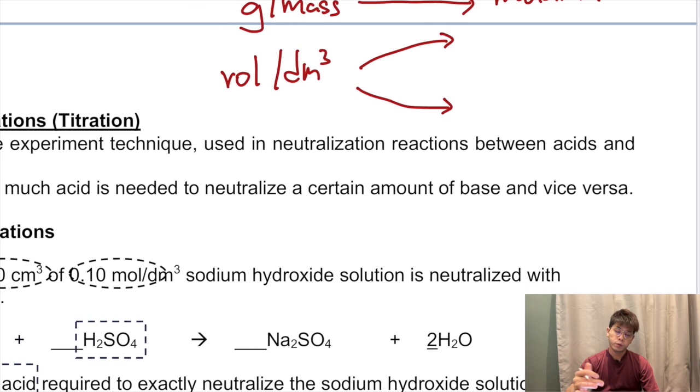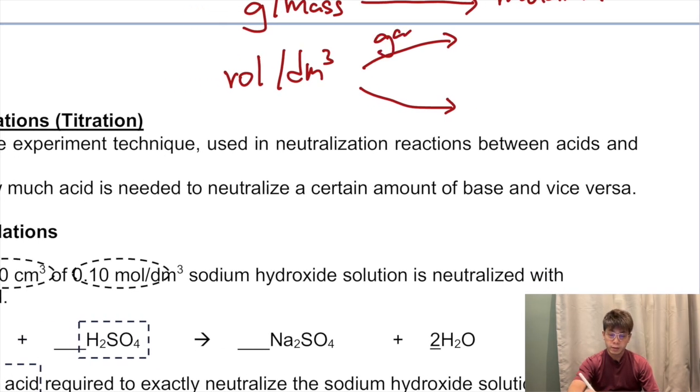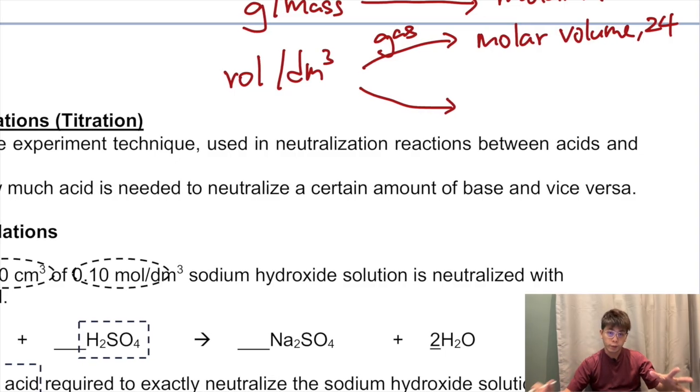The two possible ways: if it's a gas, that means you see carbon dioxide, you see the word oxygen, all the different types of gases, then we need to use the molar volume method, which is the 24 method, if you remember. Again, 1 mole is 24 dm cube, and then you do your substitution and eventually get the number of moles.